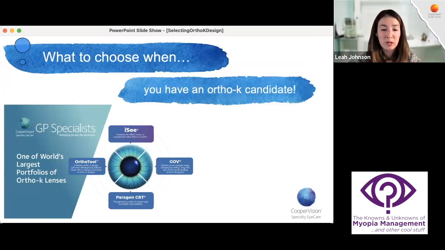And so to summarize, this is what to choose when you have a good ortho-k candidate. With GP Specialists and one of the world's largest portfolios, again, we have Paragon CRT, IC, OrthoTool, and GOV.